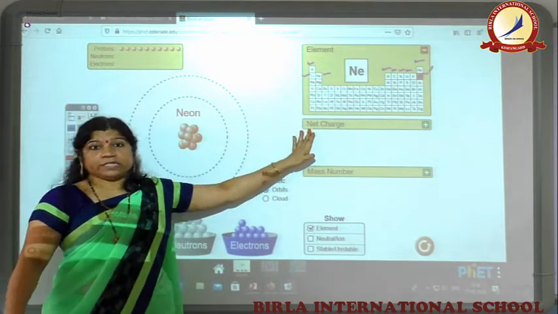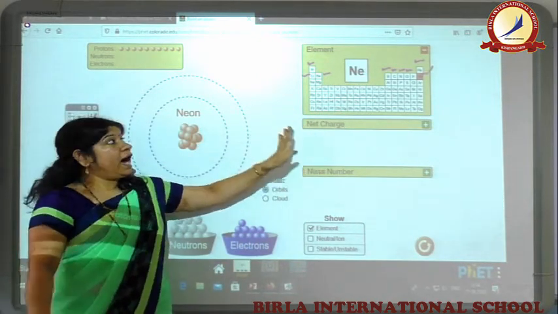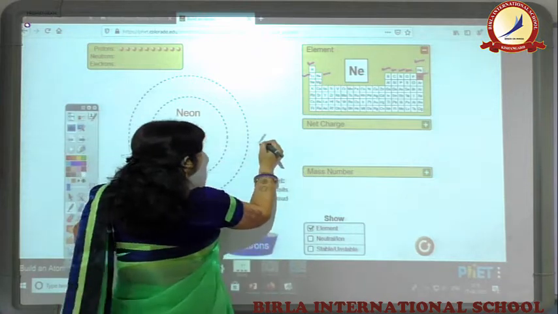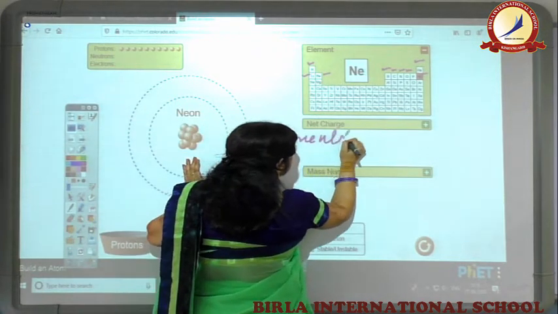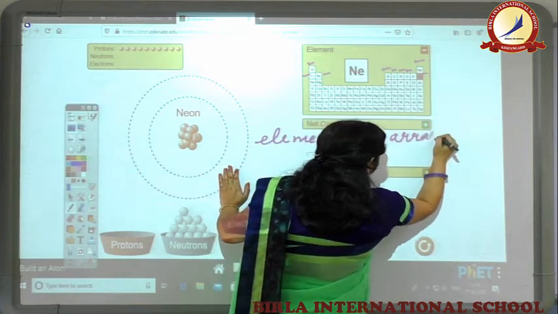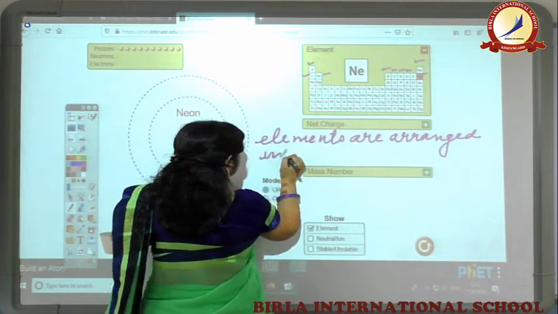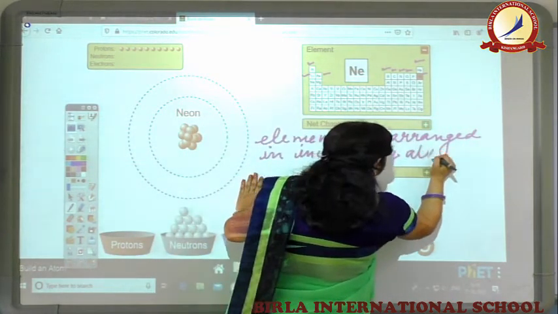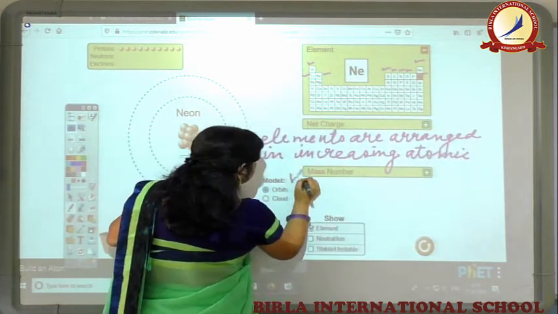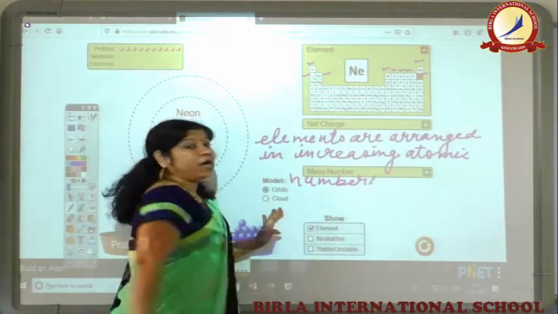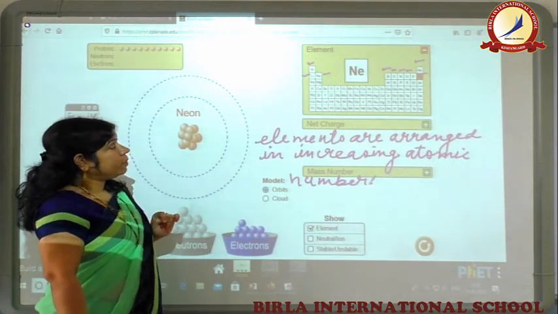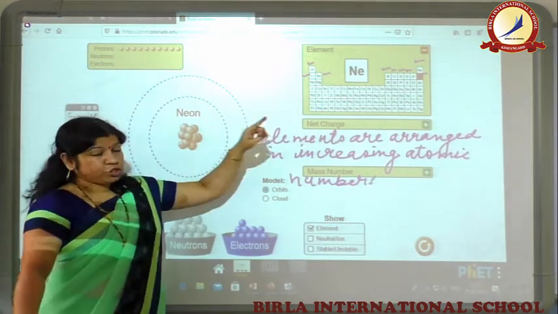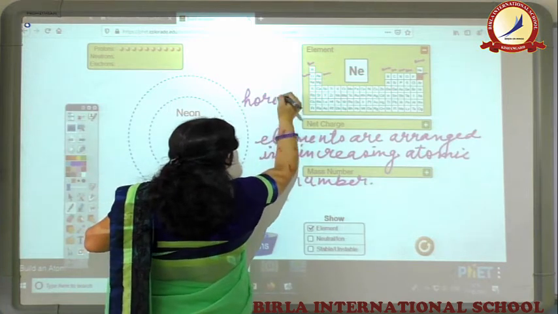So we come to a conclusion that elements in the periodic table are arranged according to their atomic number, in increasing atomic number. One more thing we can check from here is that elements are arranged horizontally. They are not arranged vertically down. They are arranged horizontally.